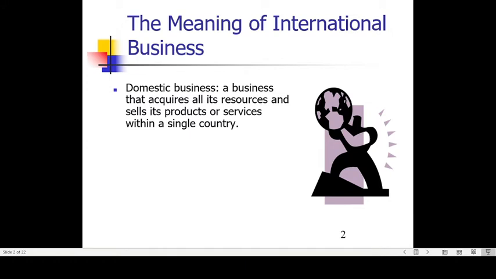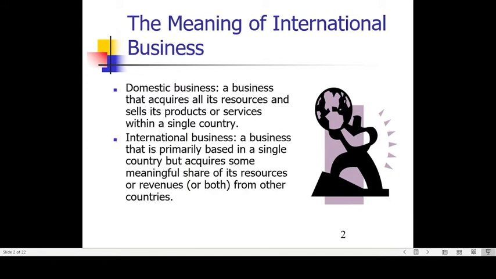International business focuses on domestic business and international businesses. So, what is domestic business? Domestic business is a business that acquires all its resources and sells its product or service within a single country.